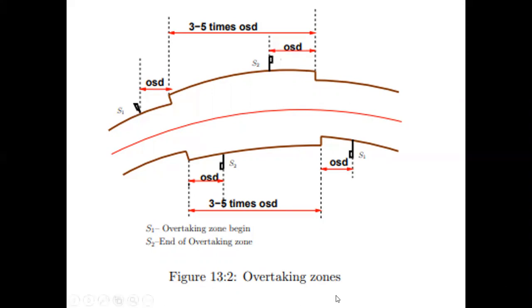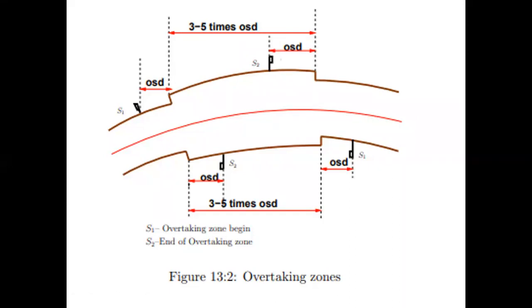Overtaking zones are nothing but places where they widen the road, only for a certain stretch. They just widen the road on either side. You can see here, right? This was the initial road. They had widened it on both sides. For what purpose had they widened it?